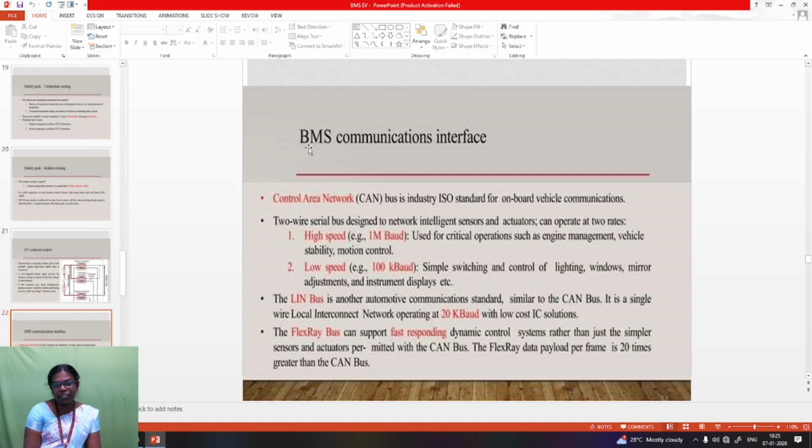Okay, onboard vehicle communication. The LIN bus is another automotive communication standard similar to the CAN bus. It is a single wire local interconnect network operating at 20K baud with low cost IC solutions. The FlexRay bus can support fast responding dynamic control systems rather than just the simpler sensors and actuators permitted with a CAN bus. The FlexRay payload per frame is 20 times greater than the CAN bus.